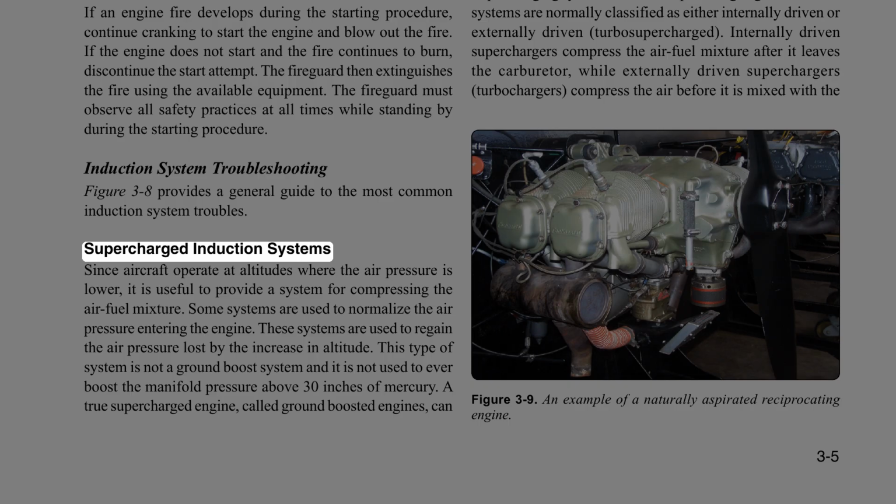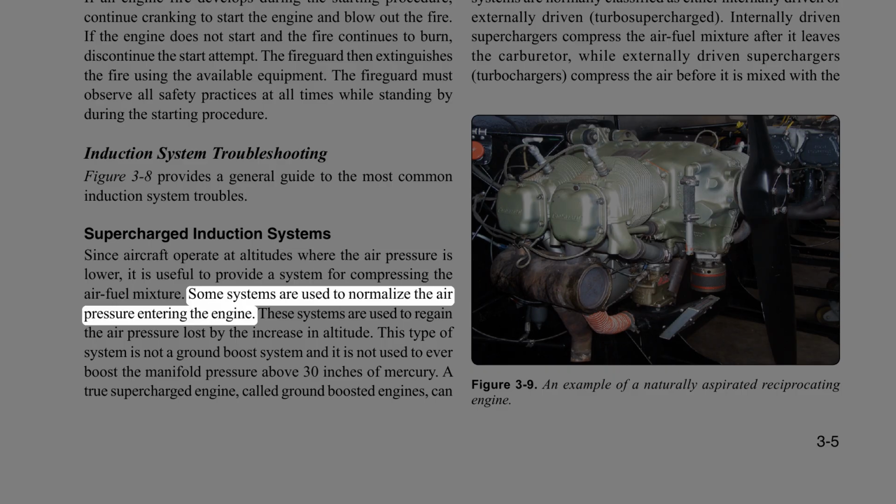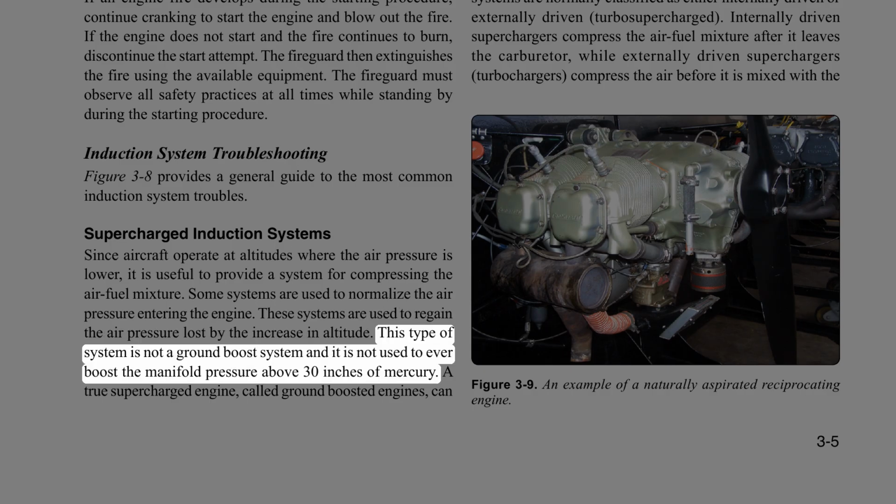Supercharged induction systems. Since aircraft operate at altitudes where the air pressure is lower, it is useful to provide a system for compressing the air-fuel mixture. Some systems are used to normalize the air pressure entering the engine. These systems are used to regain the air pressure lost by the increase in altitude. This type of system is not a ground boost system and it is not used to ever boost the manifold pressure above 30 inches of mercury.